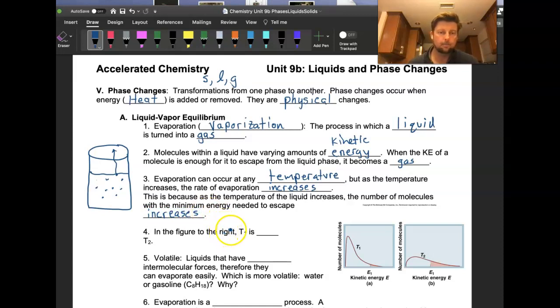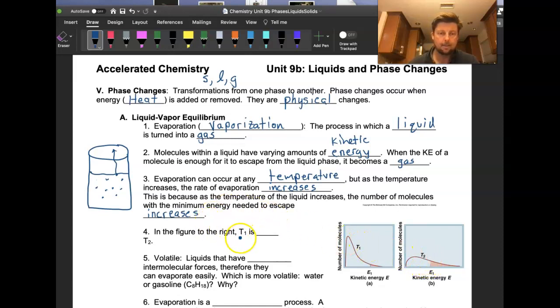It helps to be able to interpret these diagrams over on the right. Here we have on the y-axis number of molecules and on the x-axis energy. If you look at this first situation, it looks like a lot of the molecules have a low energy. And over on the right, it looks like a lot of the molecules are spread out over various energies. So there's an increase in the number of molecules with a high energy.